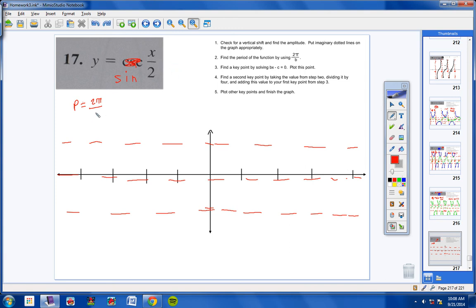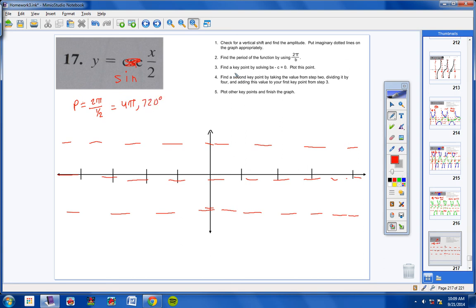So pi over 2 over 1/2, and pi divided by 1/2 is 4, so your period is 4 pi. Notice this time, students, we have the period in terms of pi. So if it's in terms of pi, please feel free to use radians. I mean degrees. Please feel free to use degrees. So your period is 4 pi or 720 degrees.